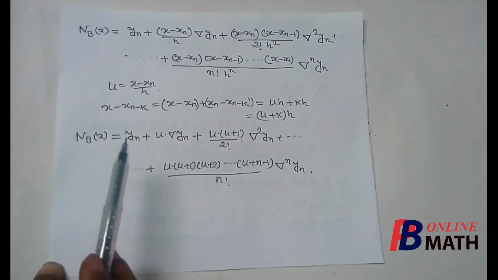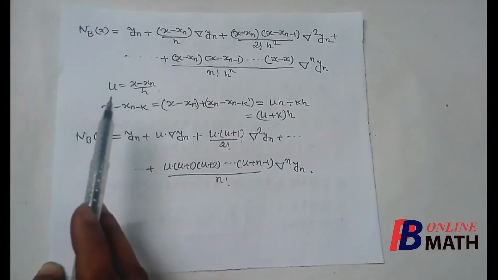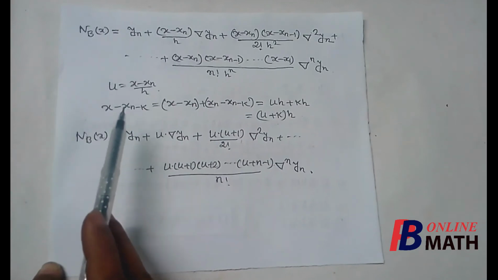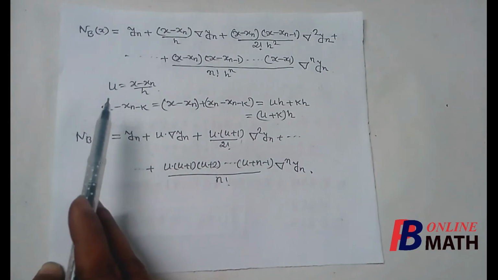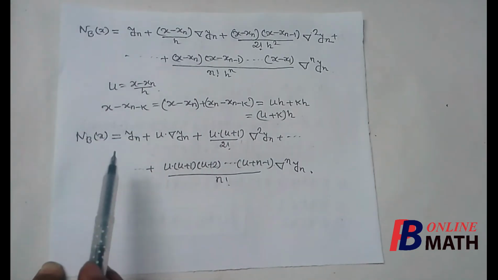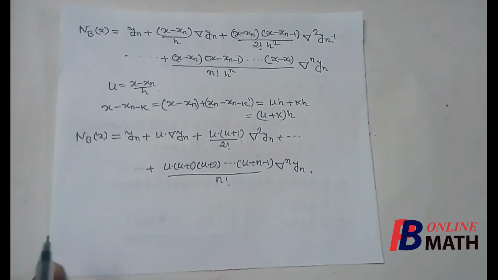Now remember that if x is close to the end of the table, so x is close to xn, then u must be a small quantity. So if x is very close to xn, then u is very small. In this case, Newton's backward interpolating polynomial gives a better result. Next we shall solve a problem by using this Newton's backward interpolating formula.